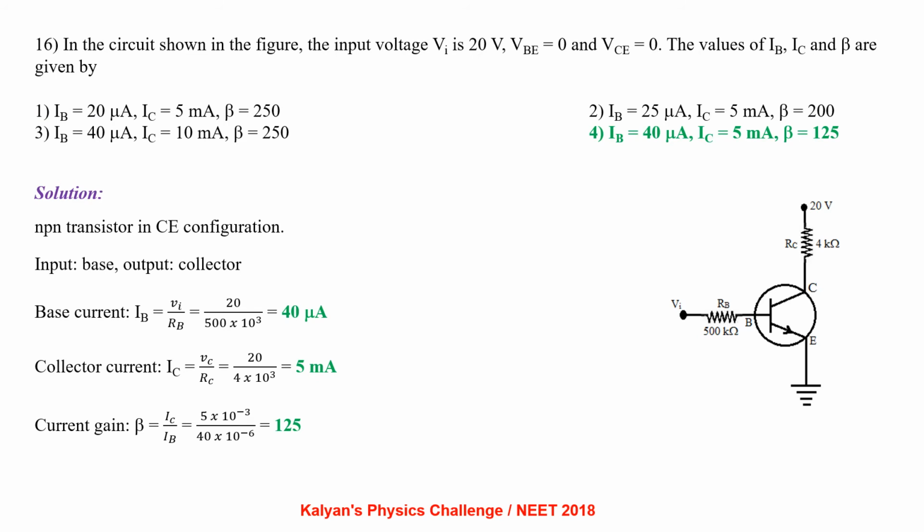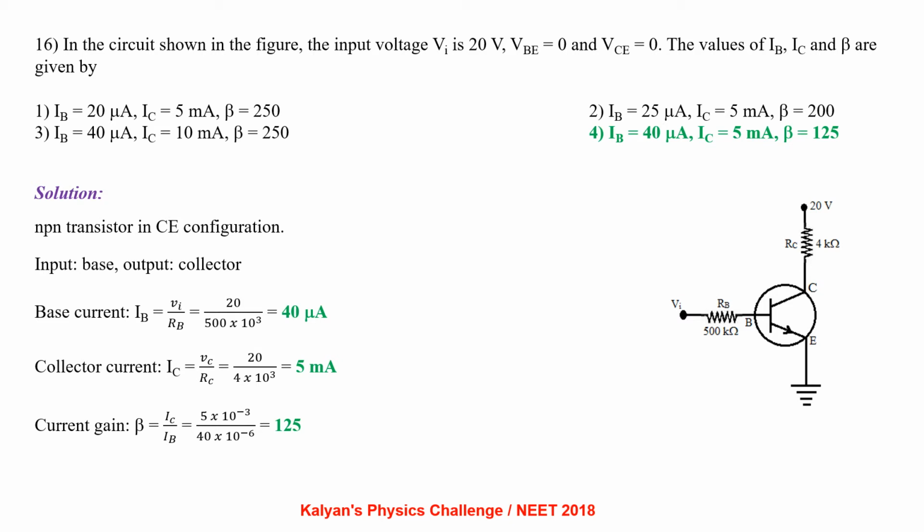In the circuit shown in figure, the input voltage Vi is 20 volt, VBE is 0 and VCE is 0. The values of IB, IC and beta are given by. See the diagram, it is an NPN transistor connected in CE configuration, that is common emitter configuration. So in this configuration, input is given to base and output is taken from collector.